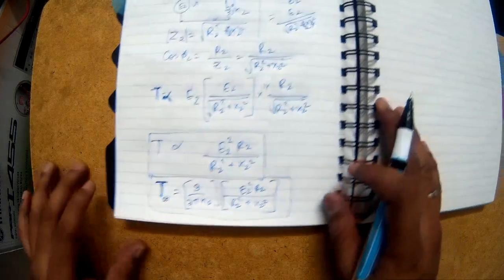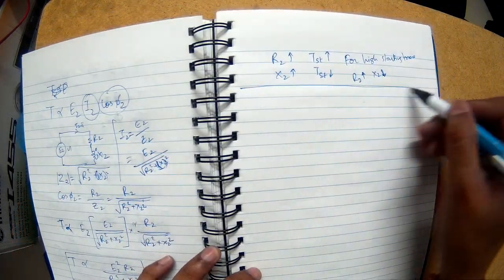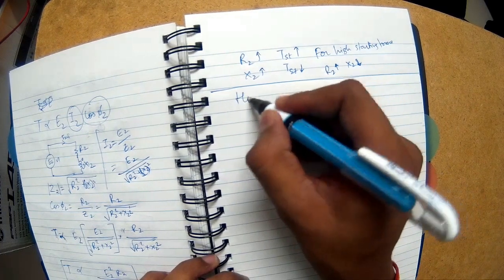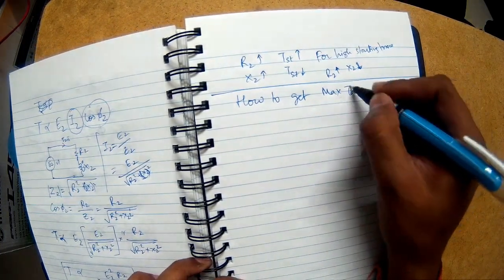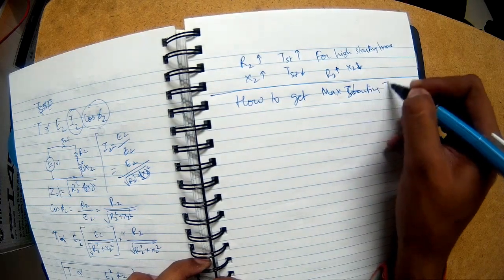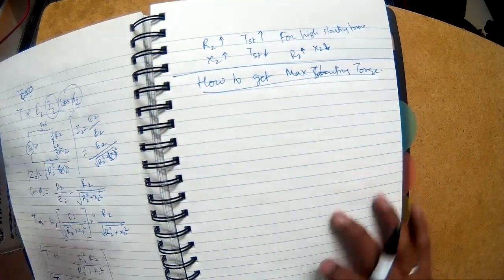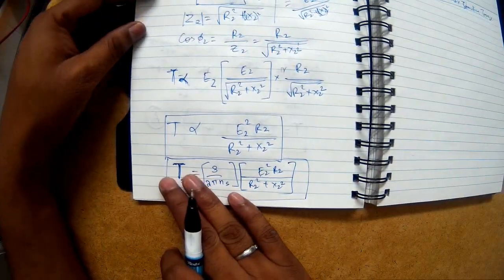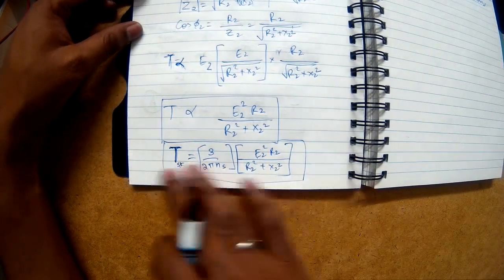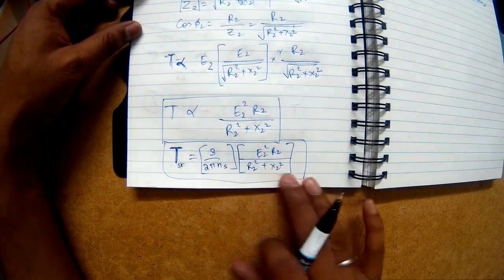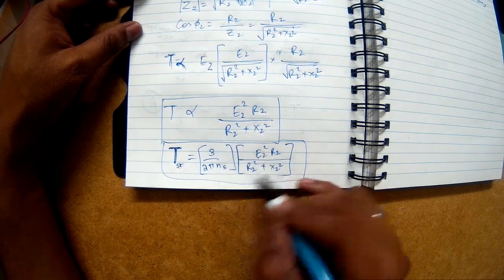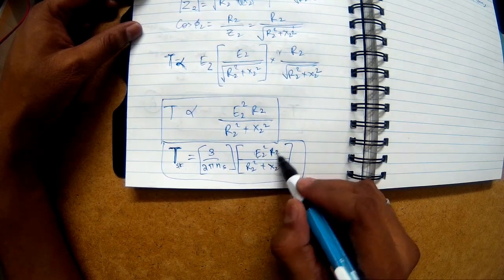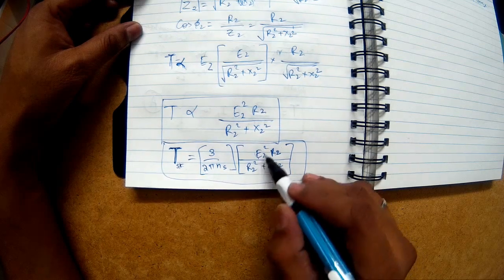Let us quickly spend some more time on the condition: how to get maximum starting torque. Simply we can differentiate this expression and equate it to 0. Basically I want to find the maximum. Assuming that, see, what are the variables in this? R2 is fixed, I said, X2 is also fixed, and E2.